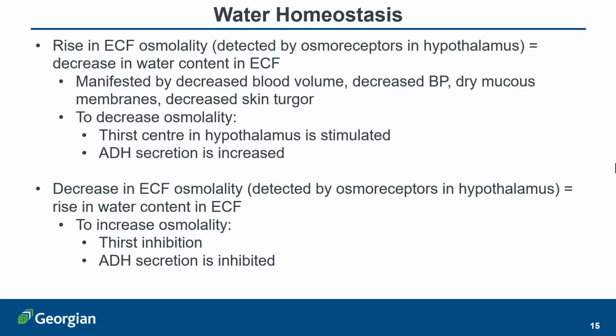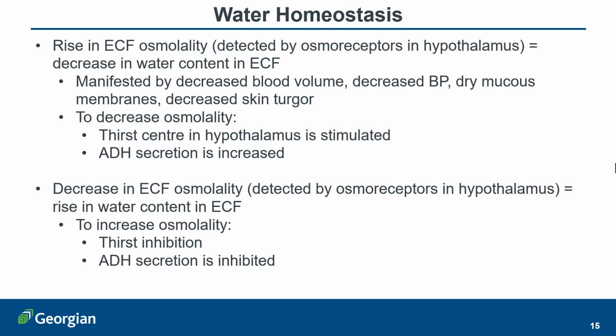How is this manifested? It's going to be manifested by a decreased blood volume, decreased blood pressure, dry mucous membranes, and decreased skin turgor. In order to counteract the rise in ECF osmolarity, the thirst center in the hypothalamus is going to have to be stimulated. That in turn is going to increase the secretion of ADH. Ultimately, what we want to do is to increase the water content in the ECF, which is what we're going to be describing on the next several slides, and we've also covered this in some detail in the previous chapter when we did renal physiology.